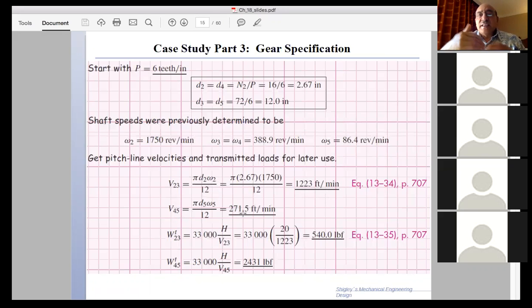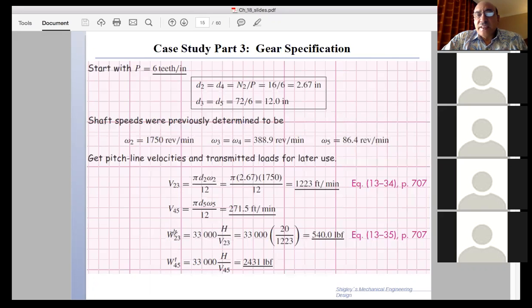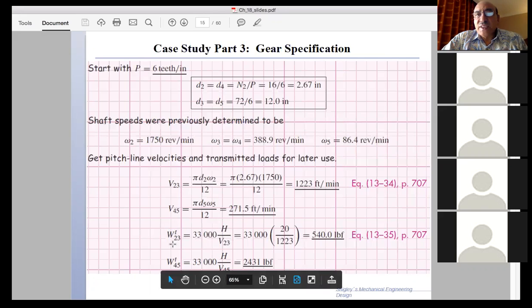Okay, so now what's the idea of pitch line velocity? If we get the pitch line velocity, we know the horsepower, and the horsepower is the product of a force times a velocity. That's the simplest way to think about it. So the horsepower is the product of the force times the velocity. So if we take the appropriate units, from the pitch line velocities, we can determine the tangential forces transmitted between gear 2 and 3 and 4 and 5.